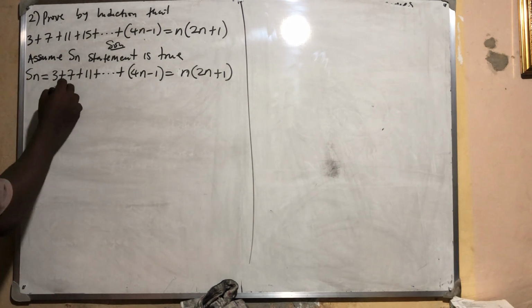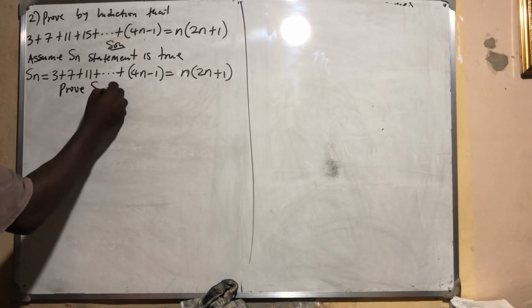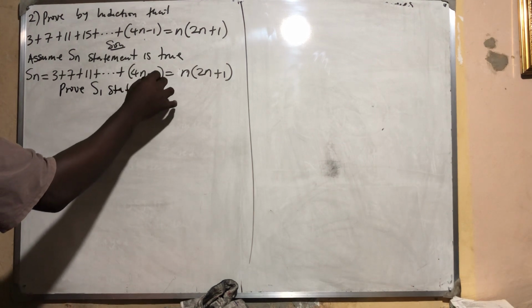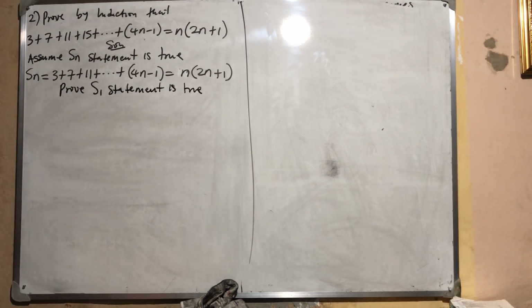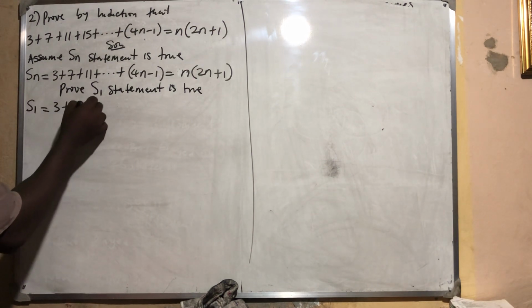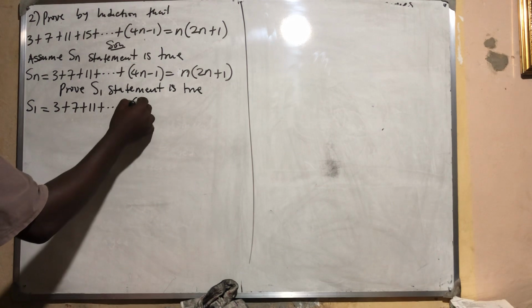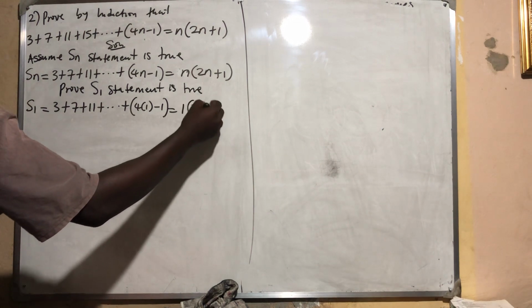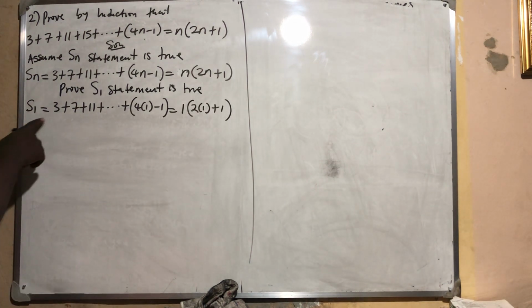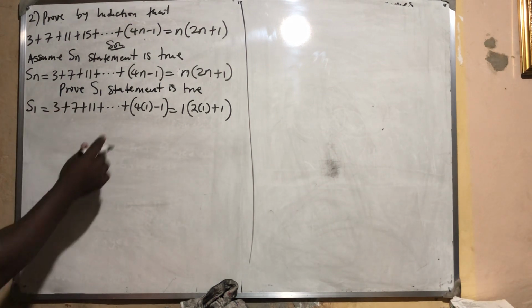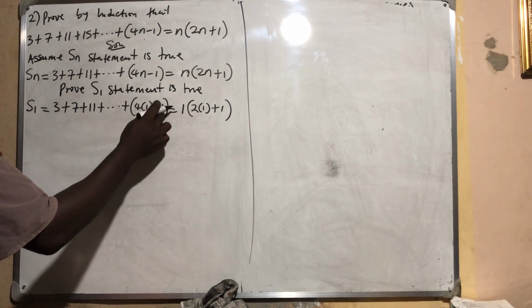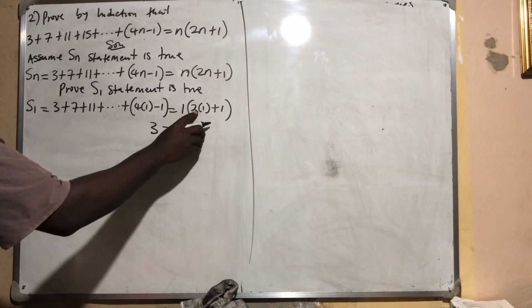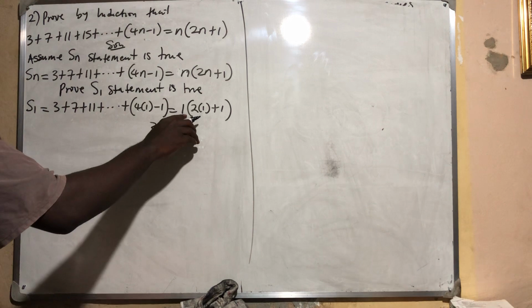All right, that's the first one. The second one is to prove that S1 statement is true. What does it mean? S1, anywhere you see n, just put 1. Very simple. Say 3 plus 7 plus 11 plus up to 4 into 1 minus 1 is equal to 1 into 2 into 1 plus 1. Keep repeating this side. Then you come here and say 4 times 1, 4. 4 minus 1 is 3, is equal to 2 times 1, 2 plus 1, 3. Then 3 times 1 is another 3.